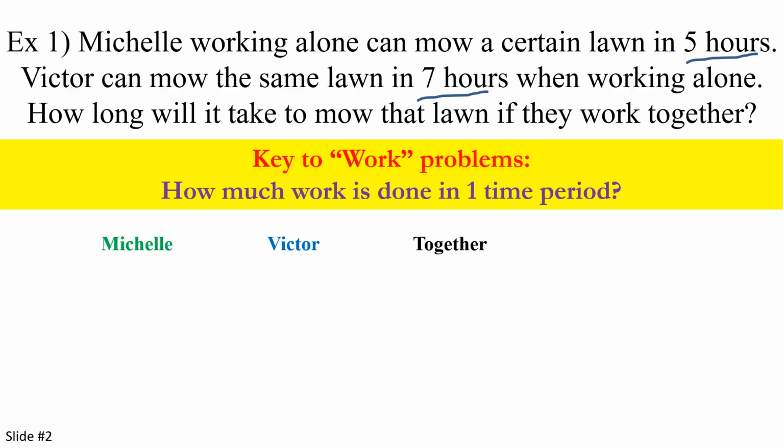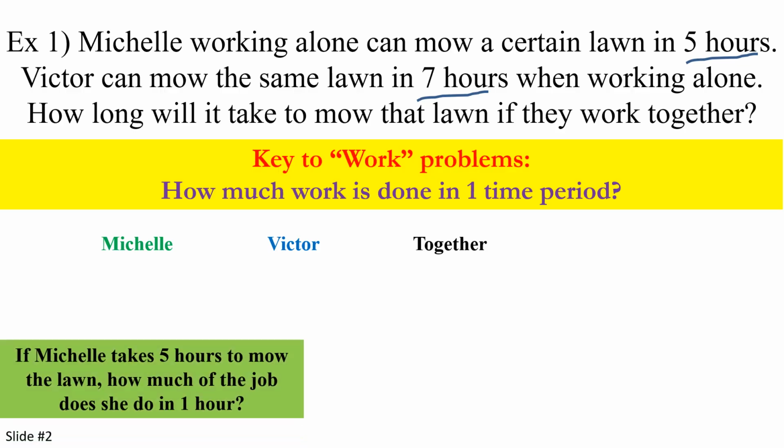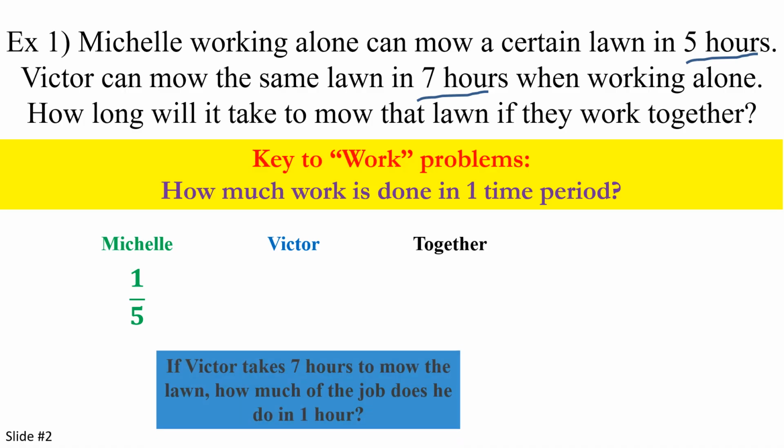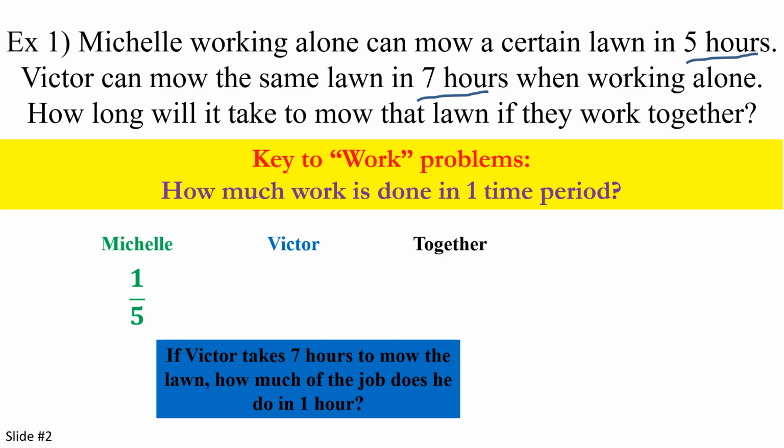So in 1 hour, how much does she get done? She gets 1/5 of the job done. Victor takes 7 hours. So how much does he get done in 1 hour? He gets 1/7.